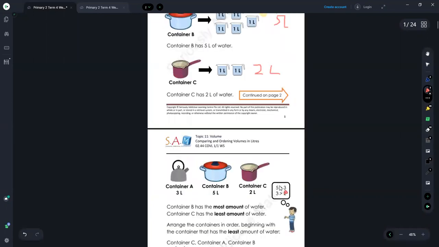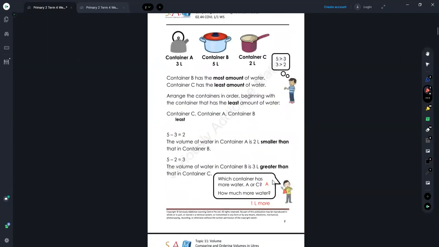Okay, and then after that, they can look at the question and make a comparison. So obviously 5 liters means container B has the most amount. Least amount would be container C. Okay, so if they arrange it in order, right, from the least to the most, then it will be container C followed by container A, container B.